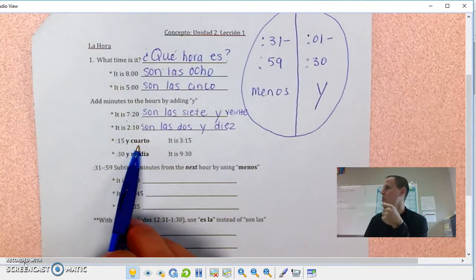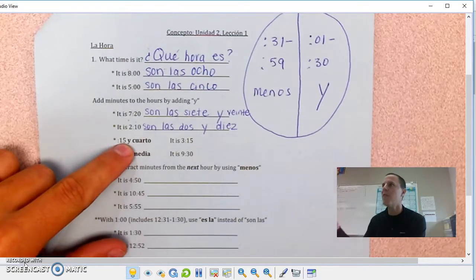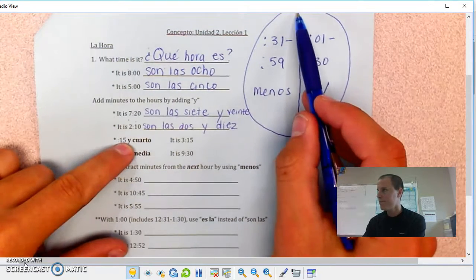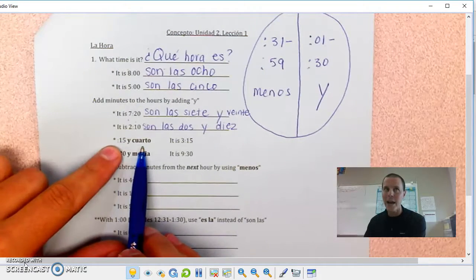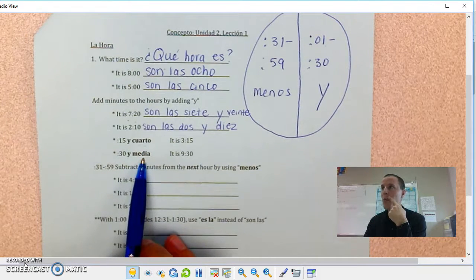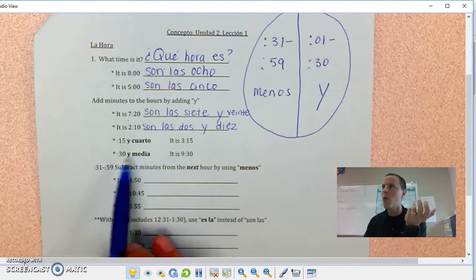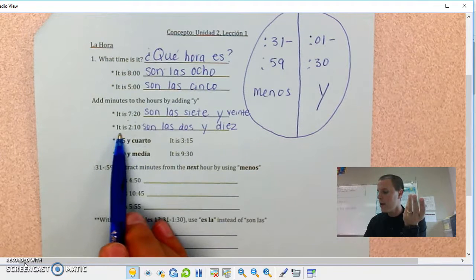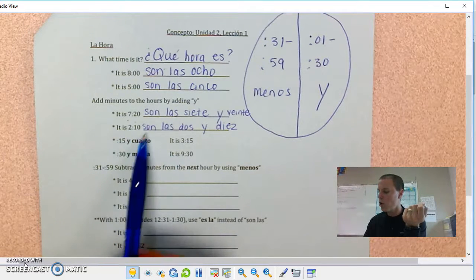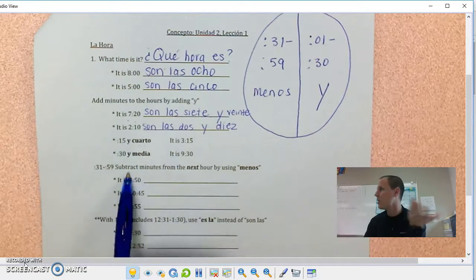Sometimes you hear old people say, it's a quarter till. So cuarto means a quarter, which is 15 minutes. You could also say y quince, but if you see y cuarto, you need to know that's 15 also. So media, you might hear really old people say, oh, it's half past. That's half. So you could say y treinta or y media. So if I was saying it's 2:15, you could hear son las dos y quince or son las dos y cuarto, 2:30, son las dos y treinta or son las dos y media. Either one's fine.